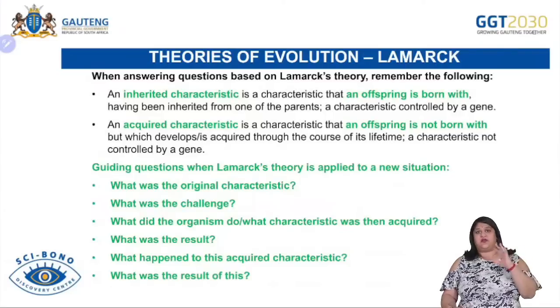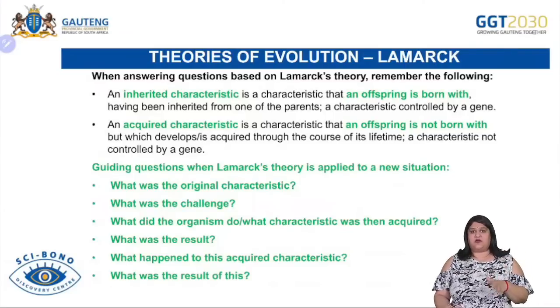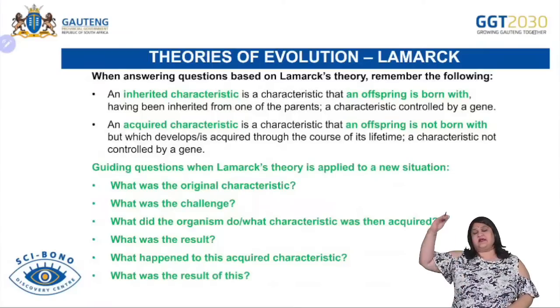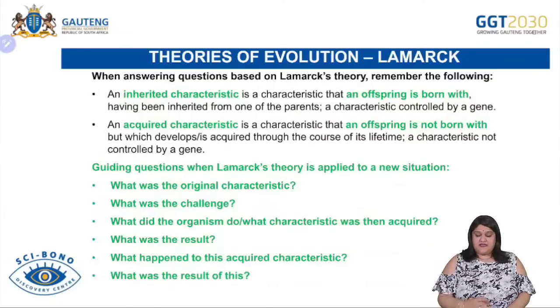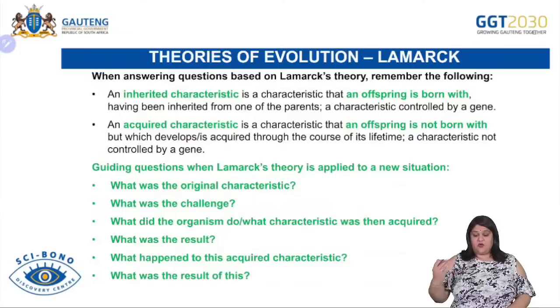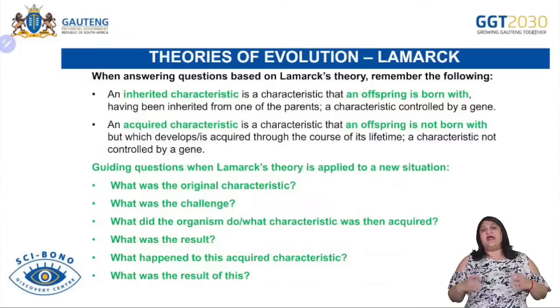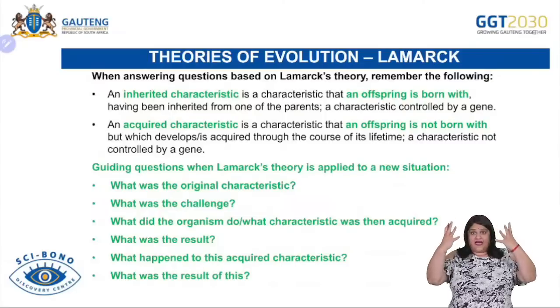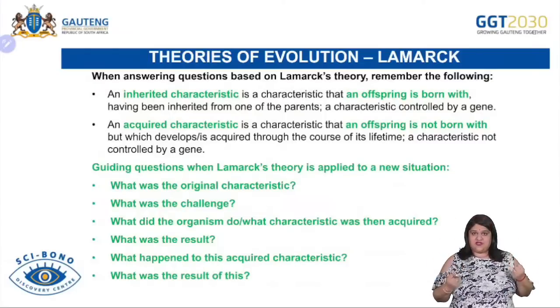So basically, let's look at the giraffes, for example, when we answer this question, okay? We have Lamarck that said that the original characteristic was that all giraffes had short necks. And the challenge was, then what is the challenge? The challenge was that the trees had lots of leaves high up in the trees, and the organism, what did they do to acquire the characteristic? They kept on stretching their necks to get to the leaves at the top, and that caused them to have elongated necks. So that's an acquired characteristic.